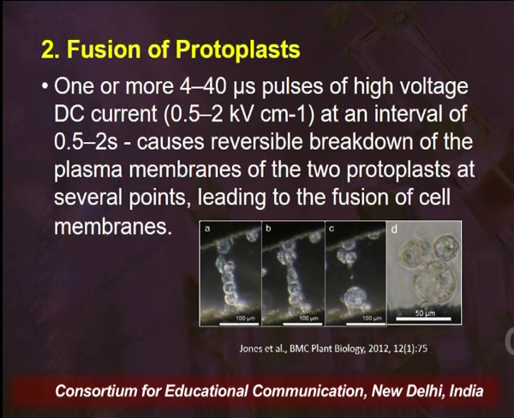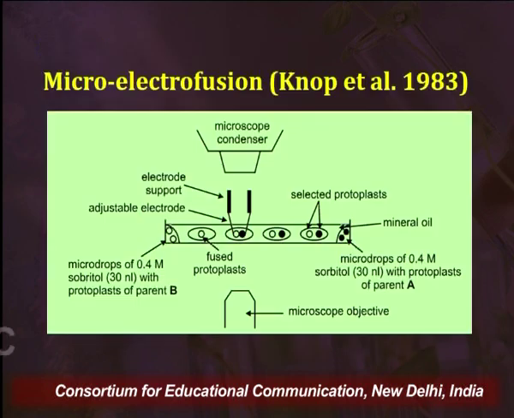In the second step, the fusion of these aligned protoplasts occurs, and to fuse them, we pass a small pulse of high voltage DC current, of 10 to 50 microseconds. With the passage of DC current, it causes an irreversible breakdown of the plasma membrane, and the two protoplasts start getting fused at different points, leading to the fusion of the cellular contents. Once the cellular contents are fused, the fused protoplast gets converted into a spherical shape. So this is how the electrofusion method fuses protoplasts.